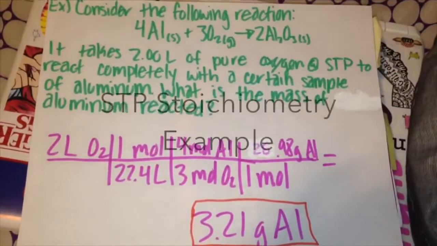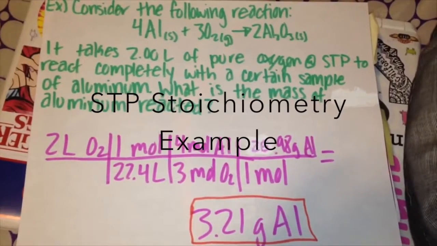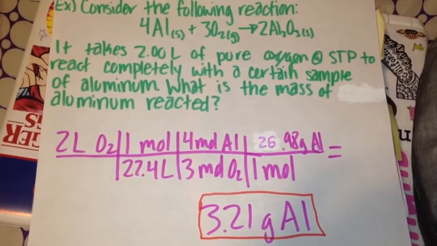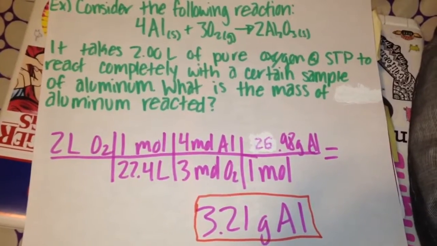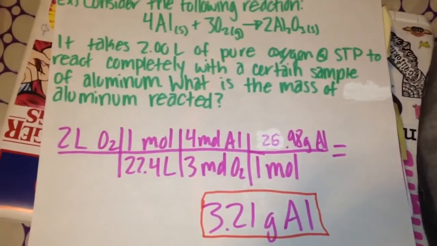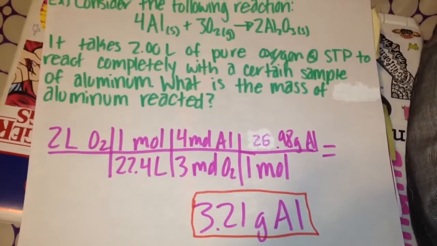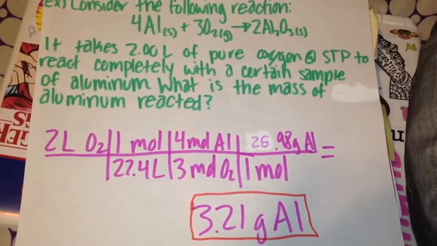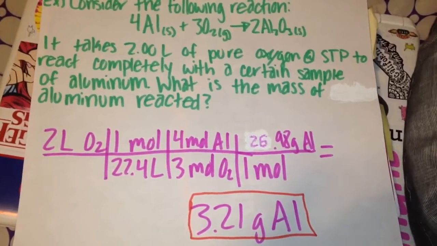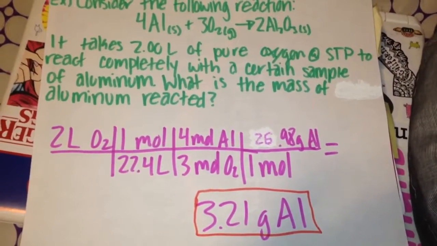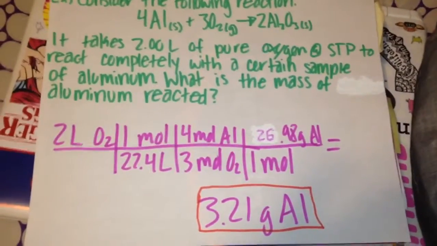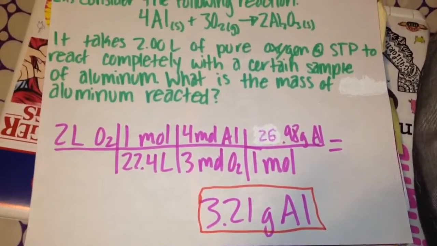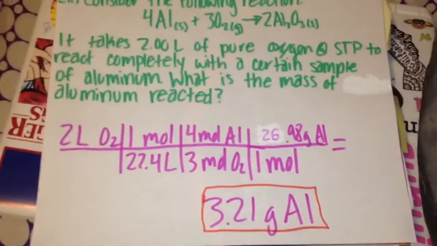Another problem tells us to consider the following reaction. It takes 2 liters of pure oxygen at STP to react completely with a certain sample of aluminum. What is the mass of aluminum reacted? Since we know it's at STP, we know that it's going to be at 22.4 liters per mole, 25 degrees Celsius, and 1 atm. So we're going to divide the 2 liters of oxygen by the 22.4 liters per 1 mole.